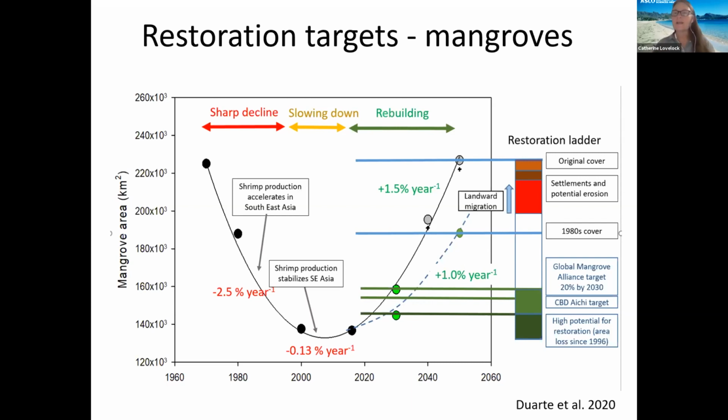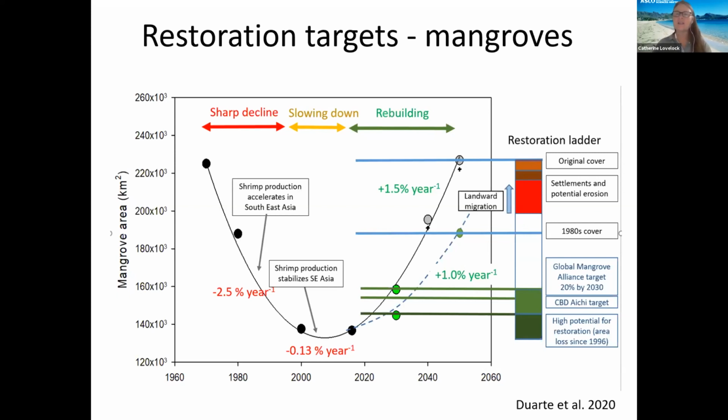So what we're seeing actually is that the global action on conservation, I think, and also the attention to blue carbon has contributed, I believe, to this slowing as the acknowledgement of the value of these ecosystems is clear. And then on the other side, I've put some rungs on this restoration ladder and the sorts of targets that have been articulated.